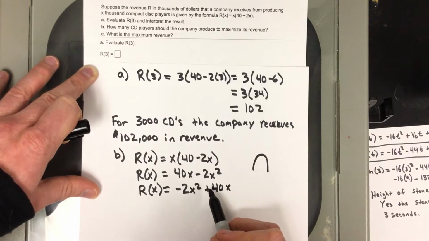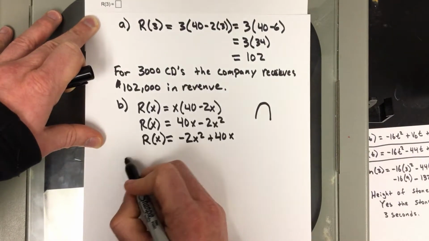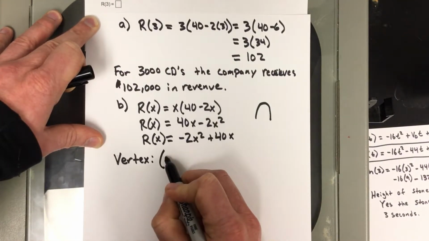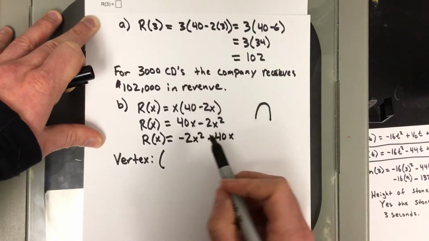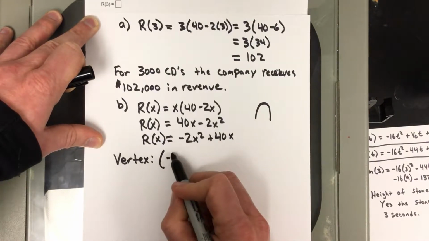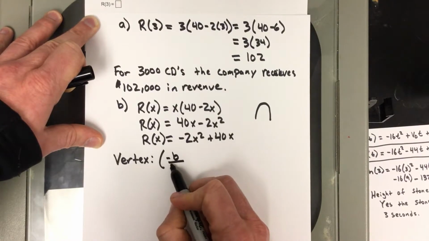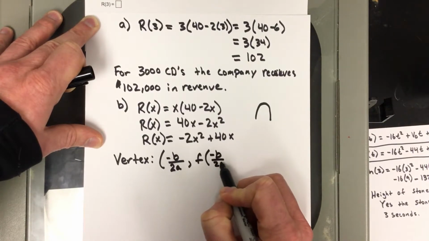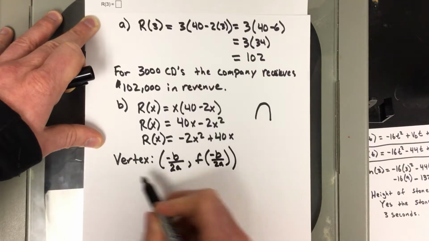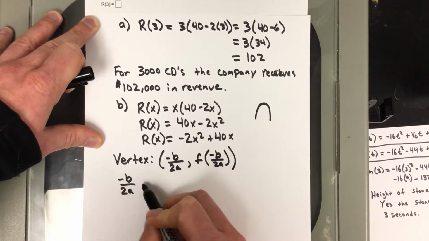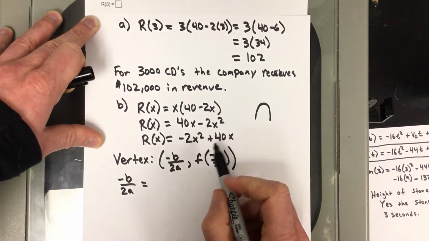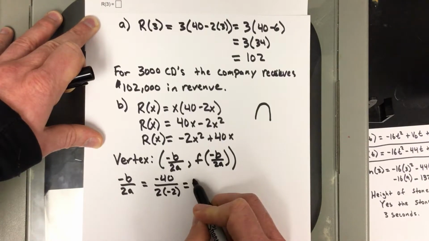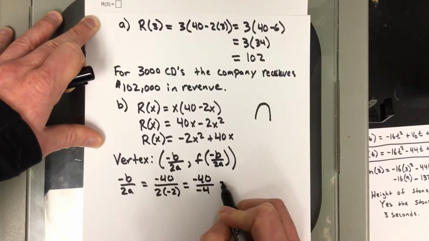Remember, to find the maximum, I'm going to basically find the vertex. And the vertex, for the x part, which in this case deals with CDs, is negative b over 2a, comma, the function of negative b over 2a. So I'll start with negative b over 2a. Well, negative b is going to be 40, so negative 40 over 2 times negative 2, which is negative 40 over negative 4, which is 10.